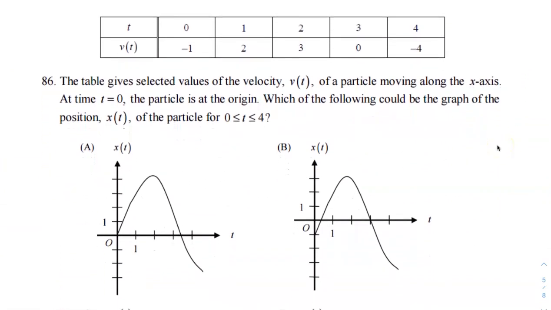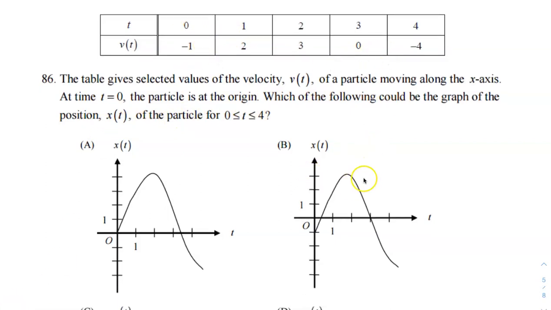Next one, 86. The table gives selected values of the velocity of a particle moving along the x-axis. At time t equals 0, the particle is at the origin. Which of the following could be the graph of the position function? So they give us this table and want us to find the position function. This is a little weird. We have the derivative, and we're trying to find the original function, but it's based off a table.